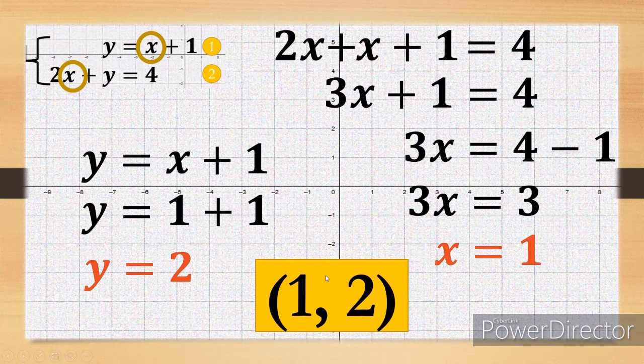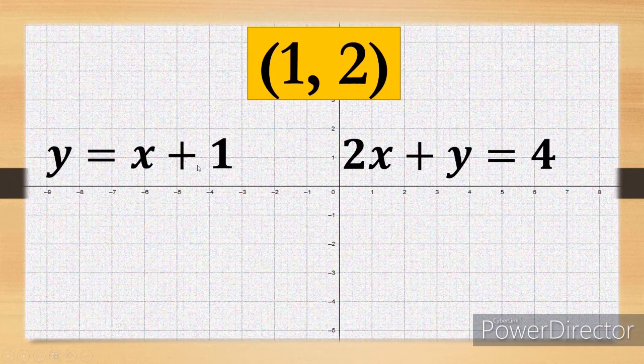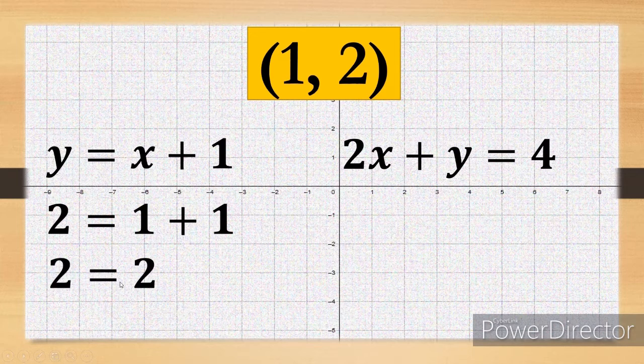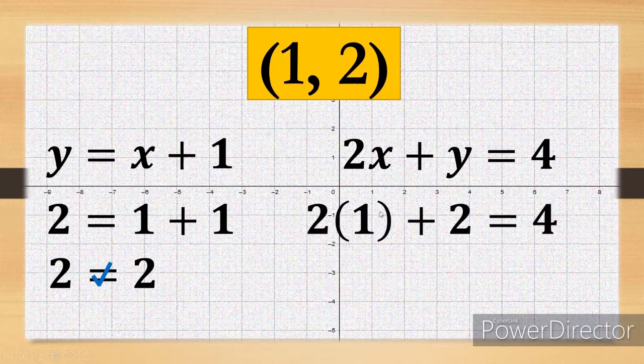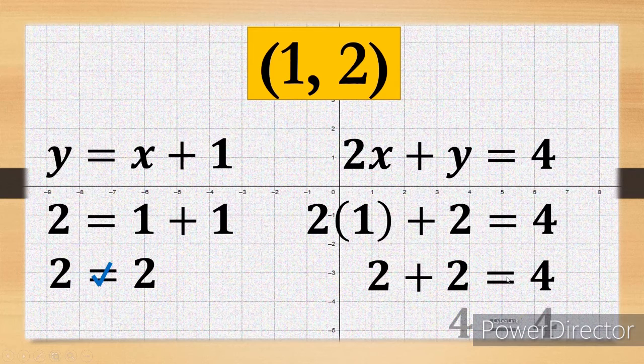Pwede natin i-check yung sagot natin. Dapat masatisfy ni 1, 2 yung parehas na equation na meron tayo. So, first, we have y equals x plus 1 and 2x plus y equals 4. Substitute lang natin si 1 kay x and si 2 kay y. So, we have 2 equals 1 plus 1, 2 equals 2, which is correct. In this case naman, we have 2 times 1 plus 2 equals 4. 2 times 1 is 2 plus 2 equals 4, which is also correct.